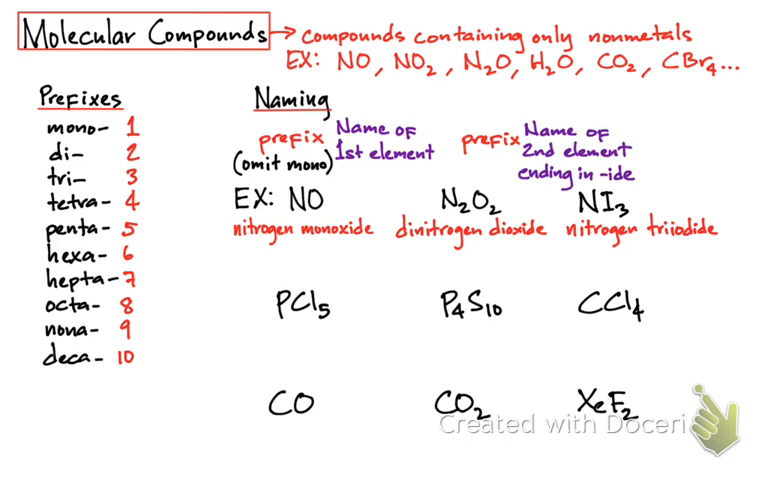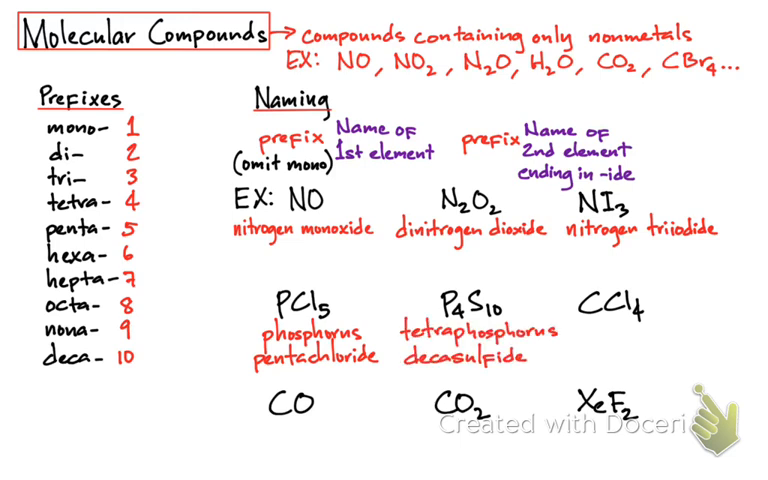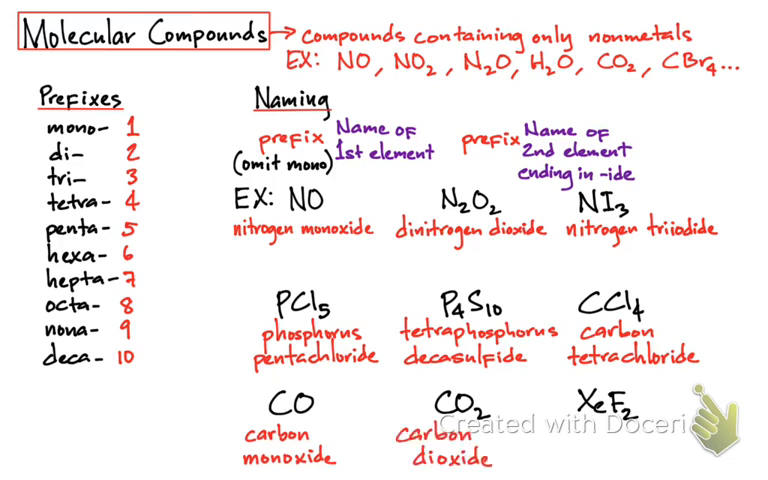So that would be phosphorus pentachloride. P4S10, you have 4 phosphorus, which would be tetra, and 10 sulfur atoms, so that would be deca. So naming this would be tetraphosphorus decasulfide. CCl4, that would be carbon tetrachloride. And then we have carbon monoxide, carbon dioxide, and xenon difluoride.